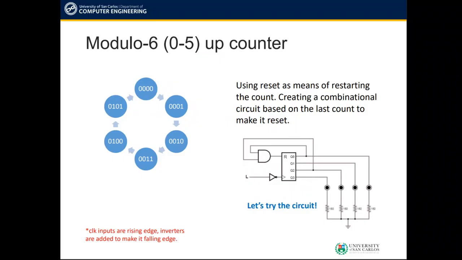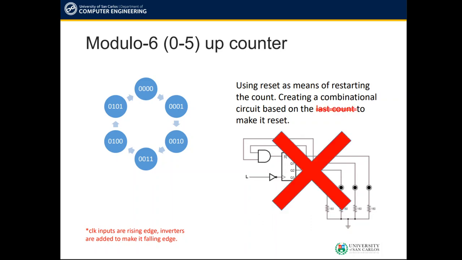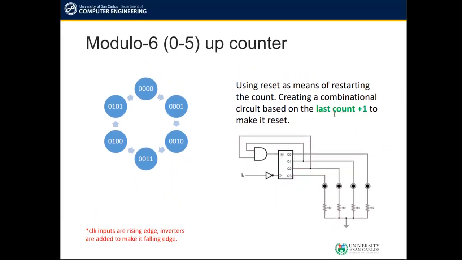So with that, this circuit is no longer true. So what should be the word here to be used? It should be last count plus 1. But just a note here is that not every counter uses this formula. So let's say you're using a rising edge, it might have a different approach in creating your counter.